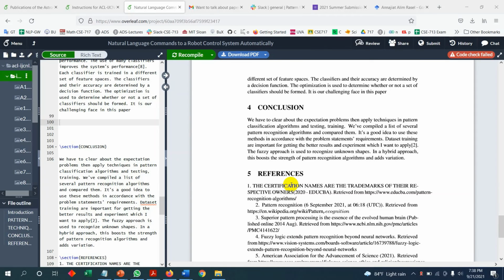The last thing is the conclusion part. We have to be clear about the expected problems, then apply techniques in pattern classification algorithms and testing, training. We have compiled a list of several pattern recognition algorithms and compared them. It is a good idea to use these methods in accordance with the problem statement's requirements. Dataset training is important for getting better results in the experiment which I want to apply. The fuzzy approach is used to recognize unknown shapes. A hybrid approach boosts the strength of the pattern recognition algorithms and adds variation.